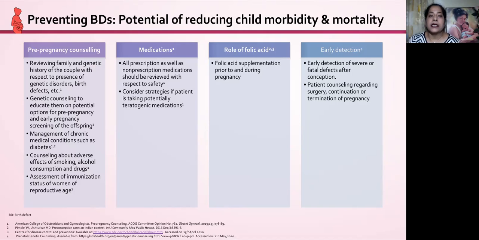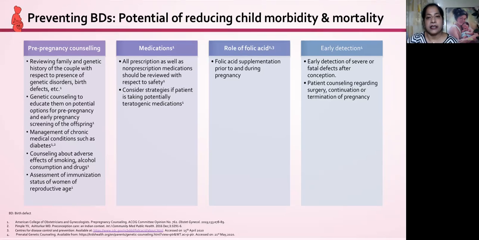Some medications, prescription as well as non prescription ones, should be reviewed with respect to safety. There is a tremendous role of folic acid in prevention of neural tube defects, which should be given prior to and during pregnancy. The most important, however, is early identification of these defects as soon as possible after conception and patient counseling regarding surgery, continuation, or termination of pregnancy.